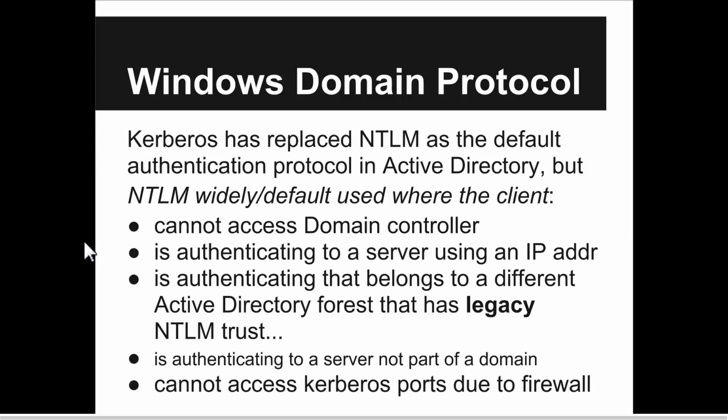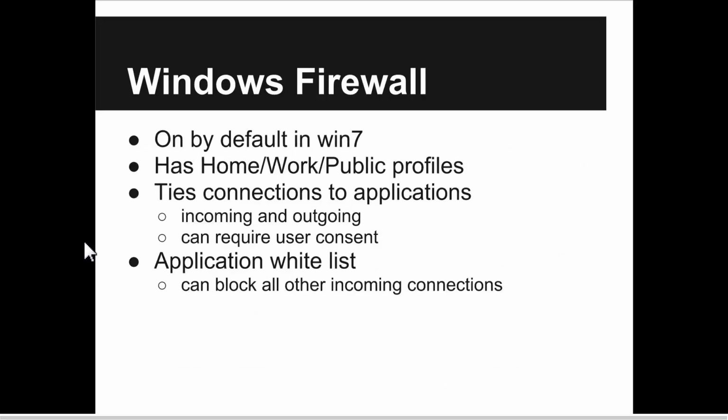Also, it defaults to it when it's authenticating to a server using just an IP address. When it is authenticating to an Active Directory that has backwards compatibility legacy stuff that still uses the NT LANman stuff, and is authenticating to a server that's not part of any domain, or, most interestingly, cannot access Kerberos ports due to a firewall. So if an attacker can change your firewall and disable those ports, it might cause your system to default to the less secure protocol. Question?